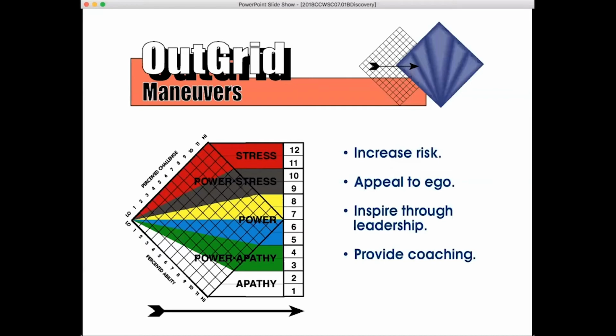And people with true personal power have very little use for positional power, even though they may have tremendous positional power. They go, there's no reason for me to exercise that power, because everything happens wonderfully when you focus on the people side. Yeah, it's the platform you stand in. That's right. Okay, now the last outgrid maneuver is about providing coaching.